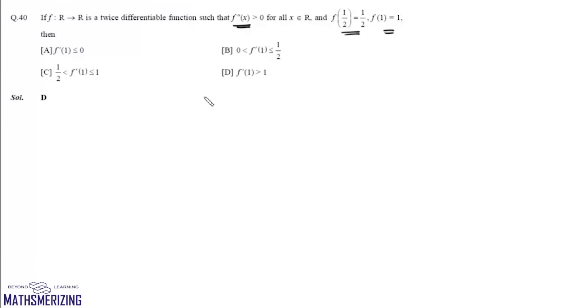Now what we'll do is, we'll assume a function g(x) which is f(x) minus x. Now this function is continuous and differentiable, and if we find g(1/2), g(1/2) will be 0 and g(1) will also be 0. So this function g(x) satisfies the condition for Rolle's theorem.